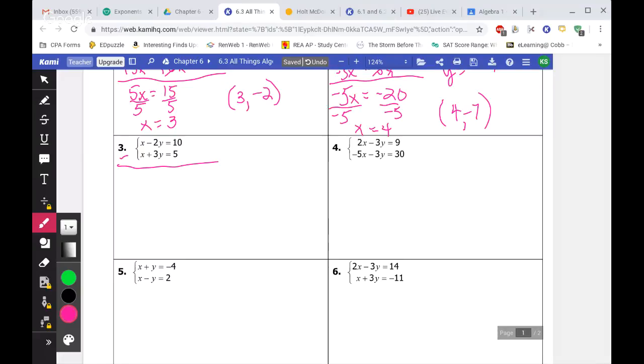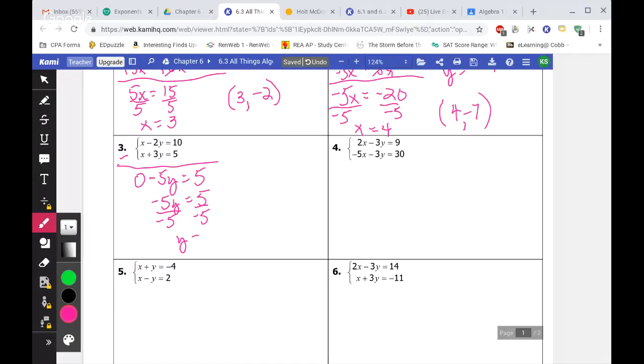So we have x minus x, which is 0. And then -2y minus 3y is going to be a -5y. And 10 minus 5 is 5. So we really have -5y equals 5. We'll divide both sides by -5.